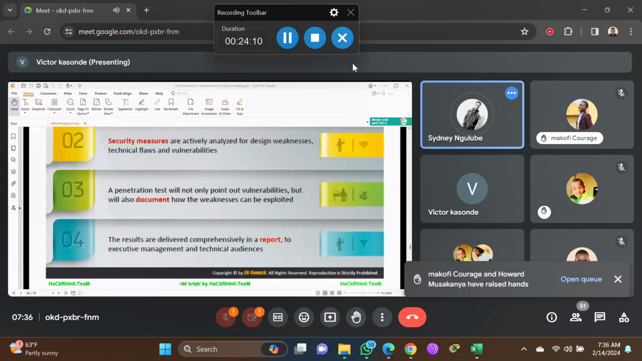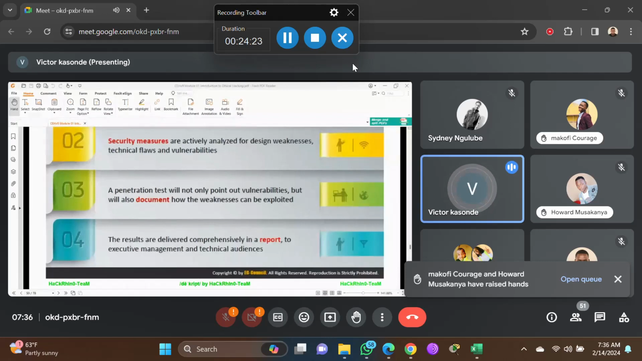So I think it allows the security team to keep track of the investigation or process somehow, but polish up your answer. Polish up your answer. Okay, Makofi.